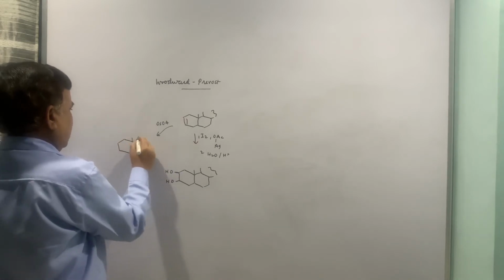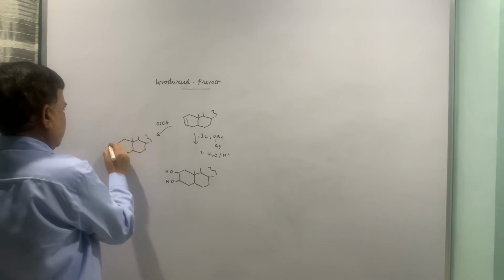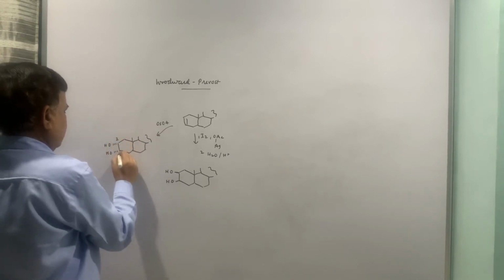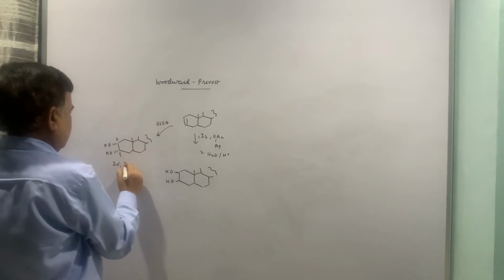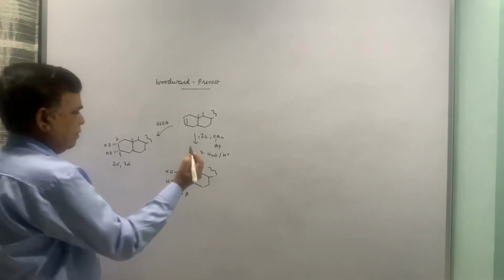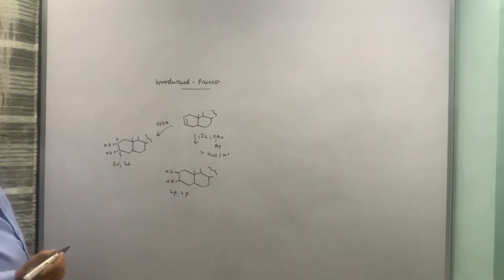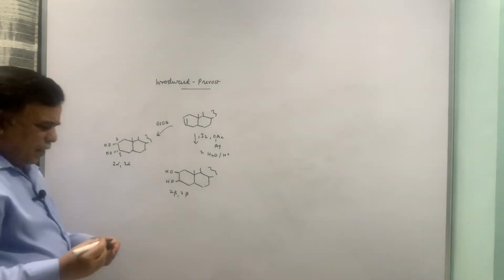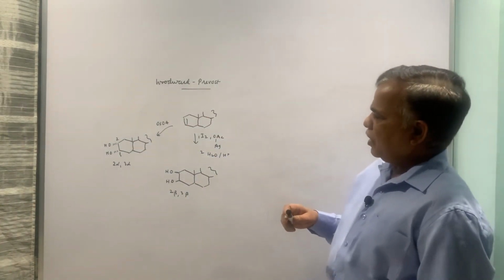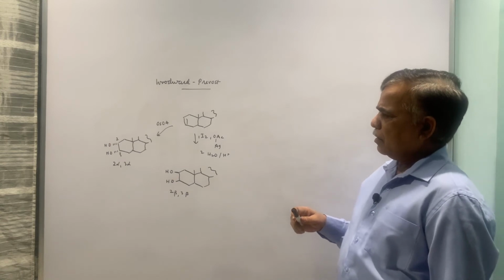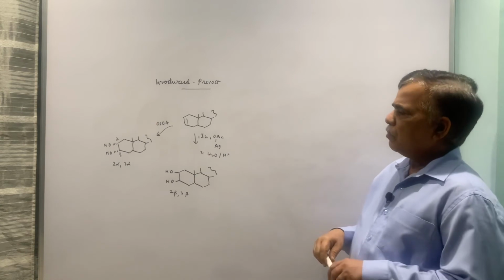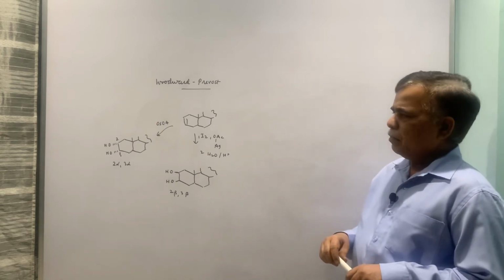Now if we use osmium tetroxide, you will get the vicinal glycol but with different stereochemistry. Now this is 2 alpha 3 alpha, this is 2 beta 3 beta, otherwise everything is right. The mechanisms are different, and therefore the products are obtained in different ways.